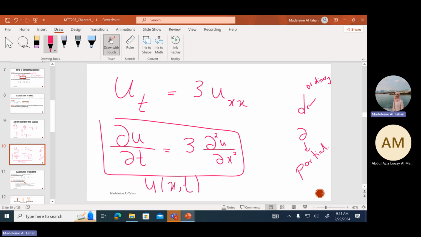Listen, when we ask for an example, it may be much simpler than we think. Like if I'm asked, I will not think about y fourth prime or whatever. I will write y prime equals 0. I will choose the simplest. It's an example. So also for the partial one, I will choose something very simple.